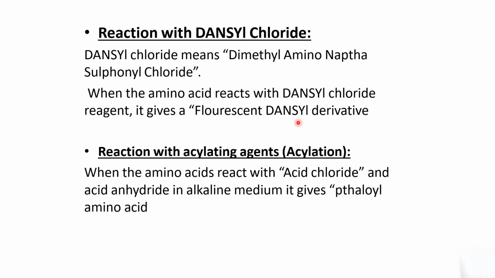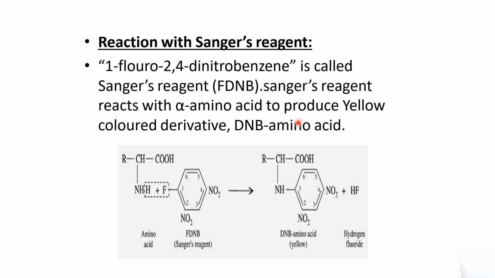Then dansyl chloride means dimethylaminonaphthalene sulfonyl chloride. When the amino acid reacts with dansyl chloride, it gives a fluorescent dansyl derivative. When the amino acids react with acid chloride and acid anhydride in alkaline medium, it gives acyl amino acid.